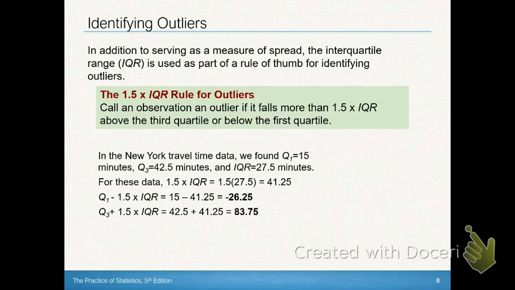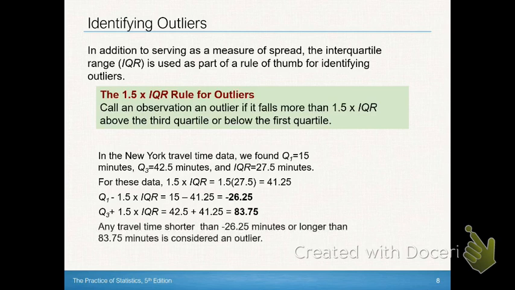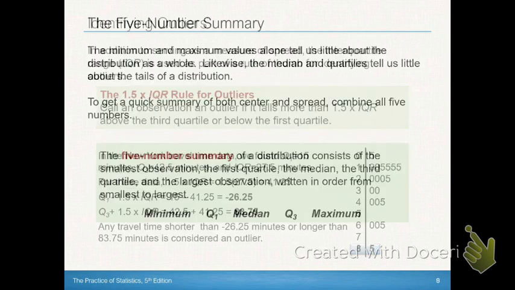Some groups have no outliers. Some groups only have small or large outliers. Some groups have both. Sometimes there's more than one small outlier or more than one large outlier. Those are all options. If we go back and look at our list of numbers, our smallest number was 5. That's not smaller than negative 26.25, so there's no small outlier. But our biggest number was 85, and that is bigger than 83.75. Our second largest number is 65, which is not an outlier because it's not bigger than 83.75. So we do have one outlier at 85.